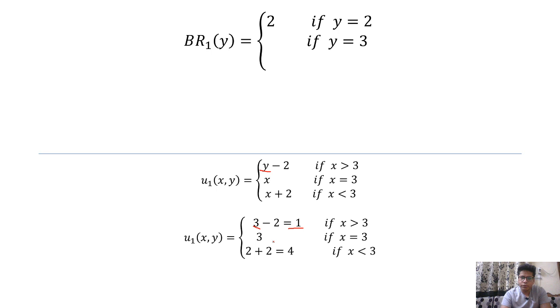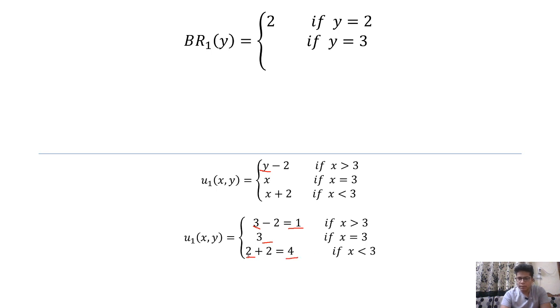If x is equal to 3, then I'll get the value of y itself, and the maximum possible value which is less than 3 is x is equal to 2, because I want to increase my payoff. So I want to increase x such that x has to be less than 3. So that is only 2. So basically I'll get 2 plus 2, that is 4.